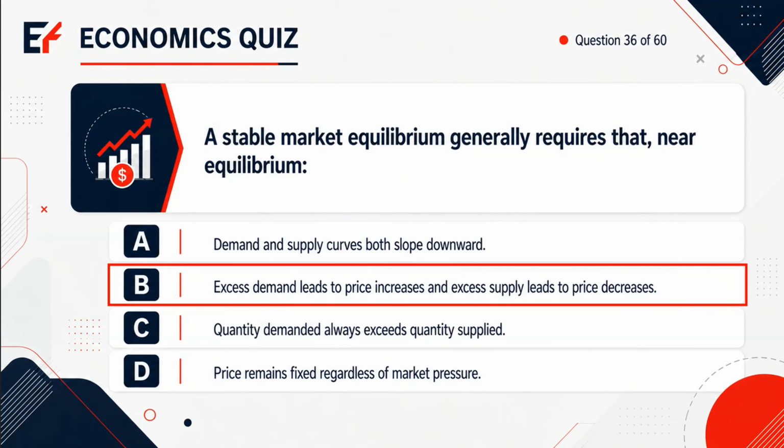Option A is wrong because supply normally slopes upward, not downward. Option C describes a permanent shortage, not equilibrium stability. Option D is also wrong because fixed prices prevent the market from responding to pressure. The main idea is that stable markets move prices in the direction that restores balance.